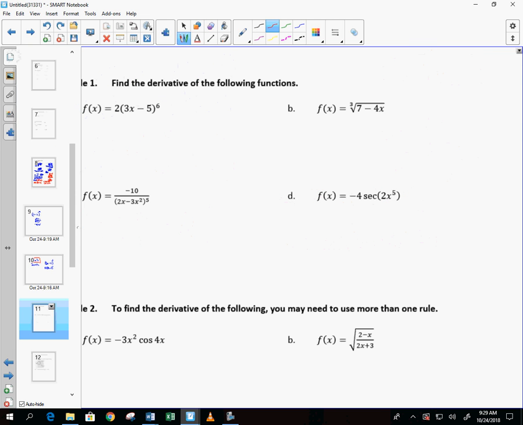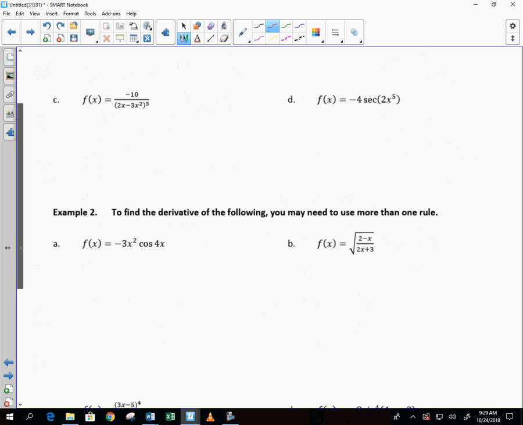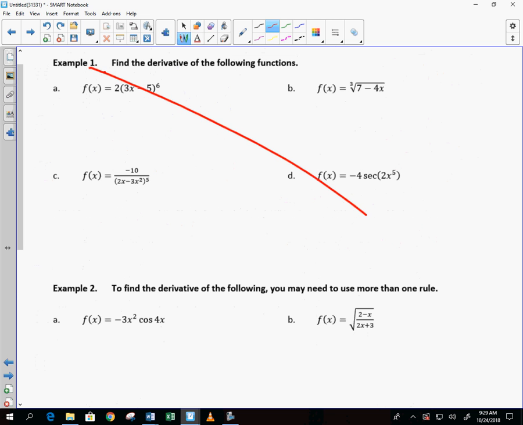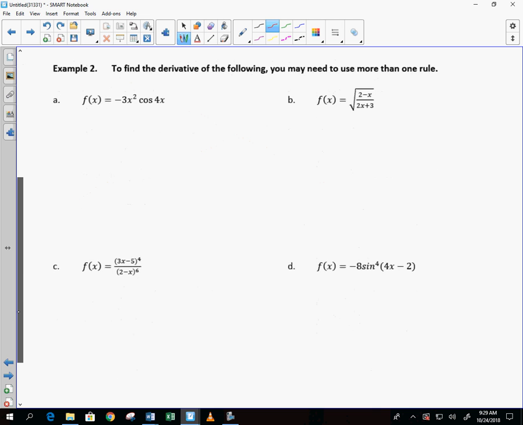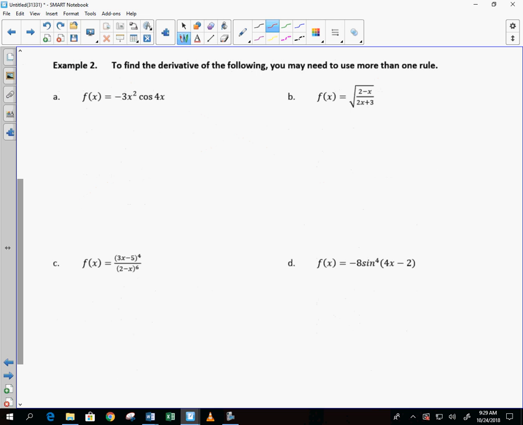Flip it over. That was it for that. You already know how to do those 4. They're super easy for you. Let's try something that's a little bit more challenging.